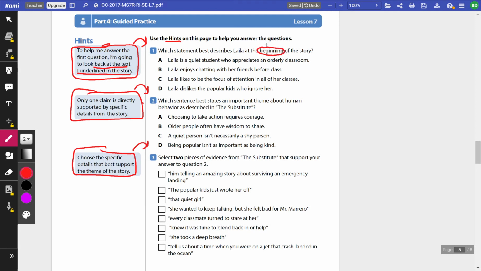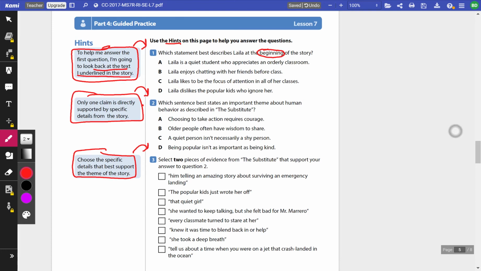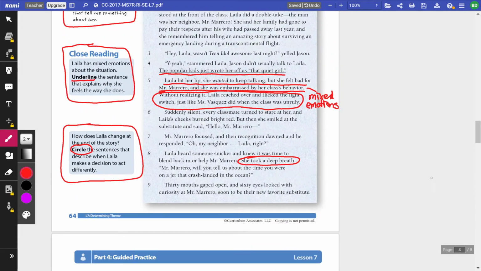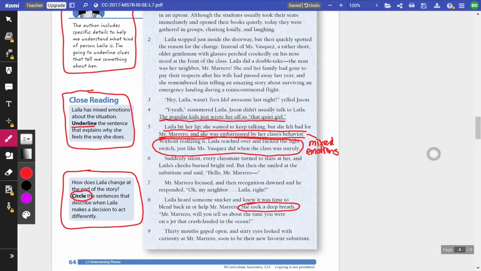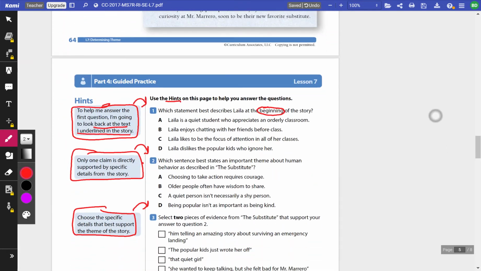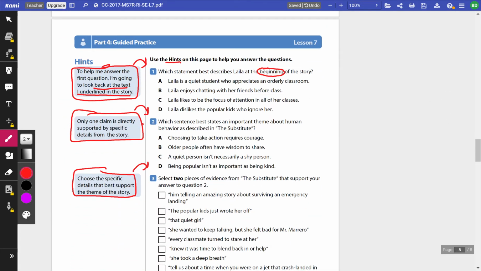So we're trying to figure out what kind of person Layla is at the beginning of the story. So I want you to look back up at the text and look particularly at what the study buddy underlined for us. And I want you to make your answer choice. And whenever you make your answer choice, we're going to come back and discuss it together. So go ahead and do that for me now.